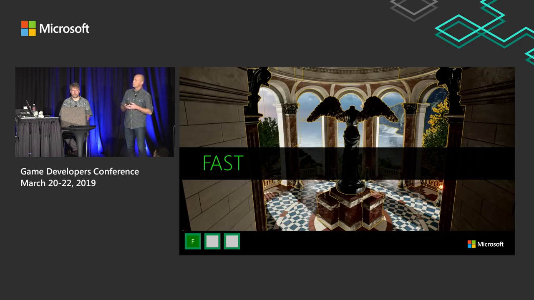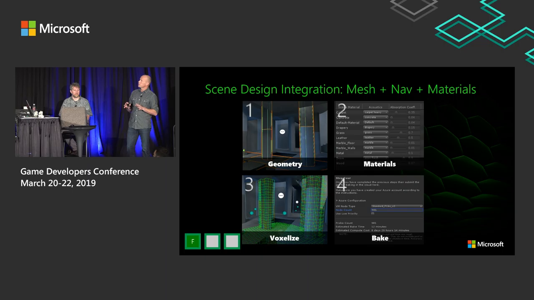Okay, let's first talk about speed. Project Acoustics integrates into the Unity and Unreal scene design workflow. Creating the sound of the environment no longer has to be a separate, disconnected step. The scene design integration basically is tagging of the geometry and the materials of the scene. In some cases, you can just use the system to automatically apply the materials from your mesh names to the metadata. And in other cases, you can go in and change those things yourself. So you have full control of geometry and materials.